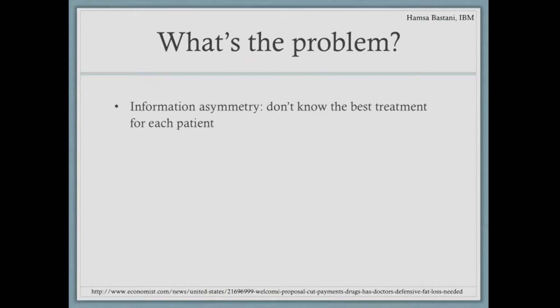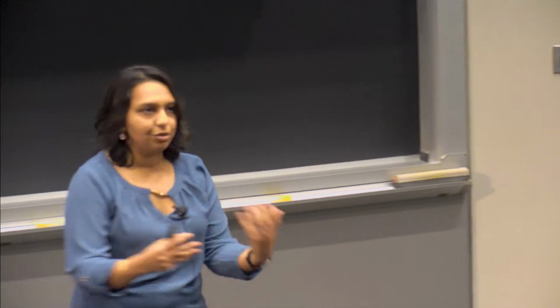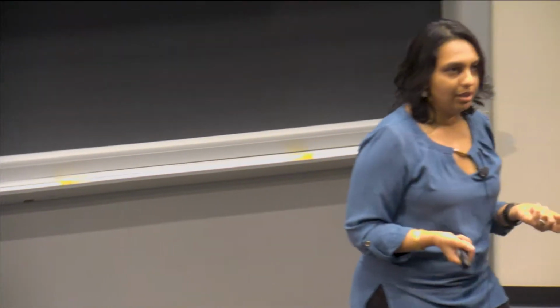One of the big issues in healthcare is that we have information asymmetry. So you have an insurer or Medicare that's reimbursing a provider or a hospital for providing treatment to a patient, because the insurer or the payer doesn't know what the right treatment is for the patient. So now they're relying on the doctor to make the best choice. But the best choice for the doctor is not going to be the best choice for the insurer.